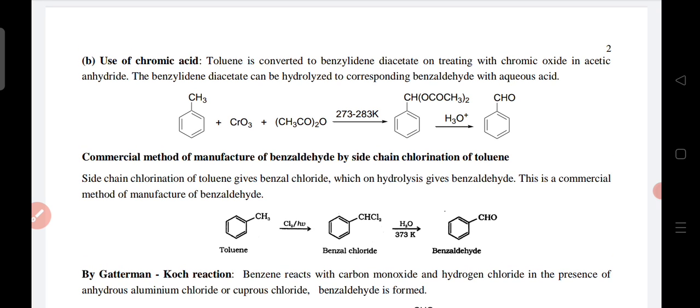Instead of chromyl chloride, you can use chromic acid also. Toluene is converted to benzylidene diacetate. This is benzylidene diacetate, and it is treated with chromic oxide in acetic anhydride at 273 to 283 Kelvin, which on hydrolysis forms benzaldehyde.